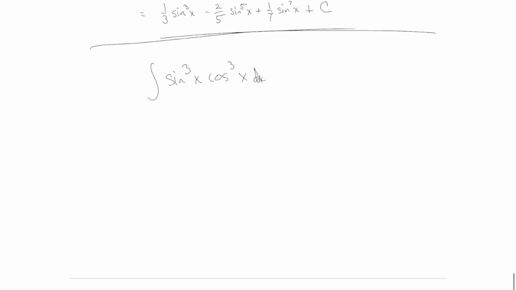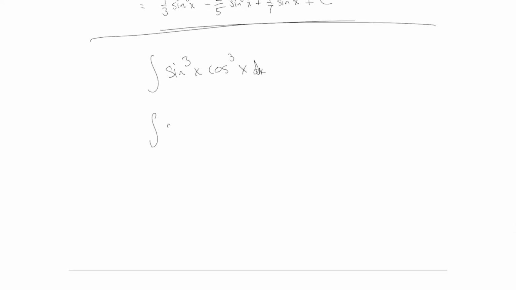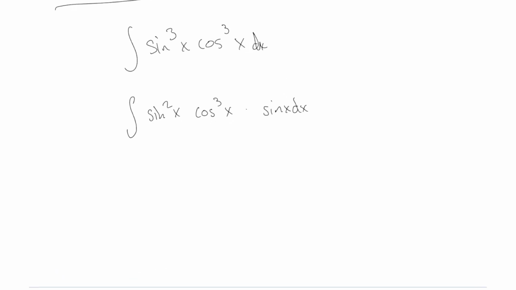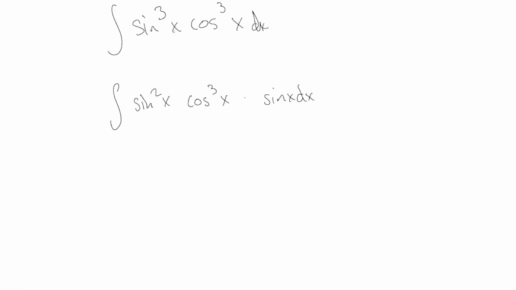So I will write the first step. It should be sine squared x, cosine cubed x, and then times sine x dx. So I saved this one sine over there. The purpose of that is that's going to be my du eventually. All right, see if you can make it happen for the rest of it. Since I saved a sine, that means I'm going to write everything else in terms of cosine.